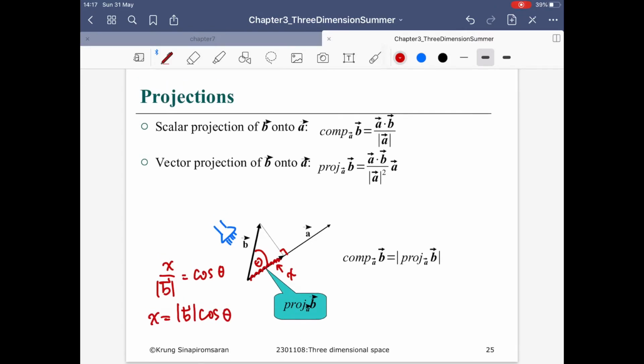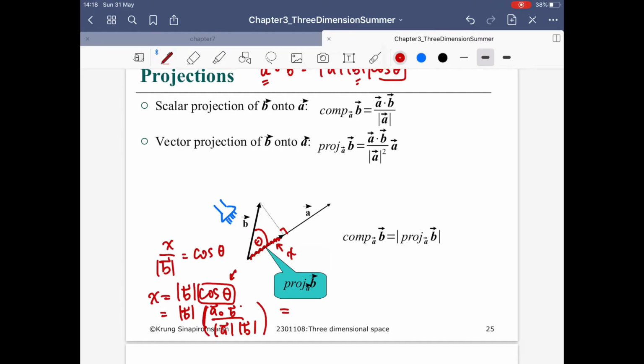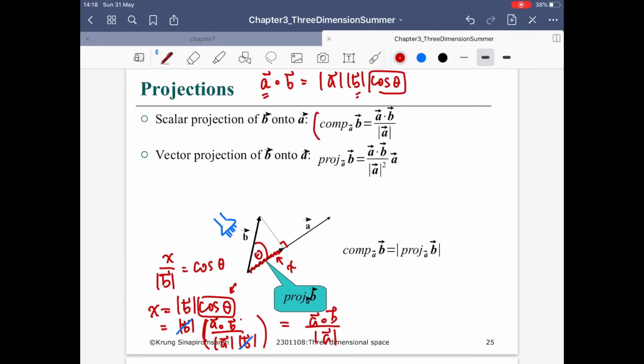However, previously we know that a dot b is the length of a times the length of b times cosine theta. So if you need cosine theta itself to plug in here, it is simply a dot b over these two lengths. So we copy the length of b, and the cosine is a dot b over the length of a and the length of b. The length of b cancels, so this becomes a dot b over the length of a itself. This is the so-called scalar projection.